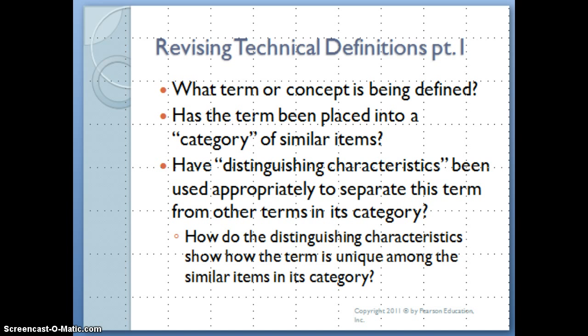So as you're thinking about going through the revising and editing process of your document, here are some question prompts for you to think about. These question prompts also will be what I use to create my rubric when I go to grade your assignment. So here are some things to think about. What term or concept is being defined? Has the term been placed into a category of similar items? Have distinguishing characteristics been used appropriately to separate this term from other terms in its category? And how do those distinguishing characteristics show how the term is unique among the similar items in the category?